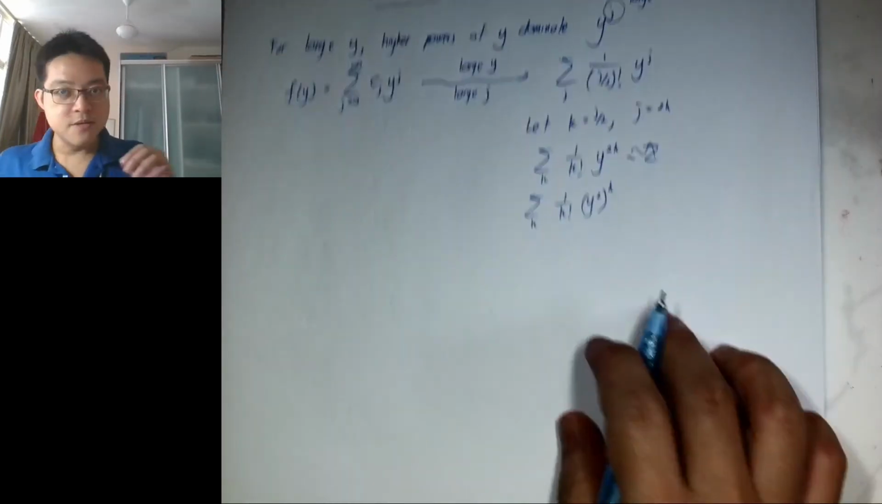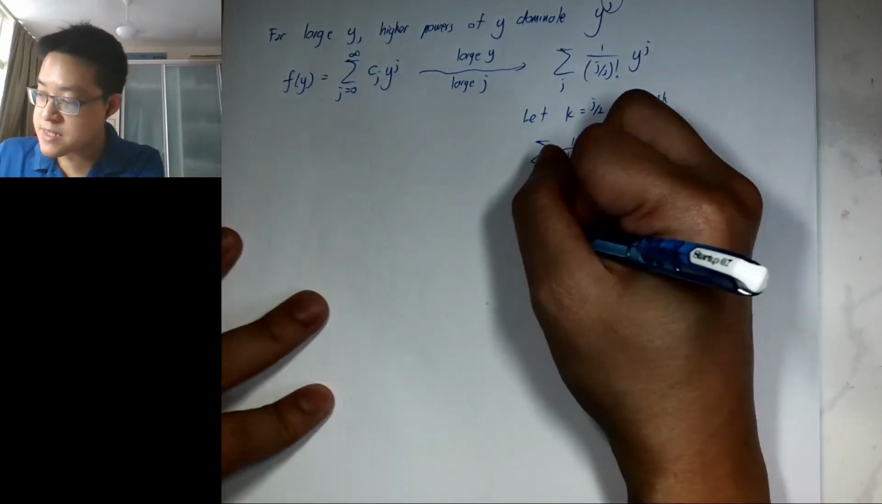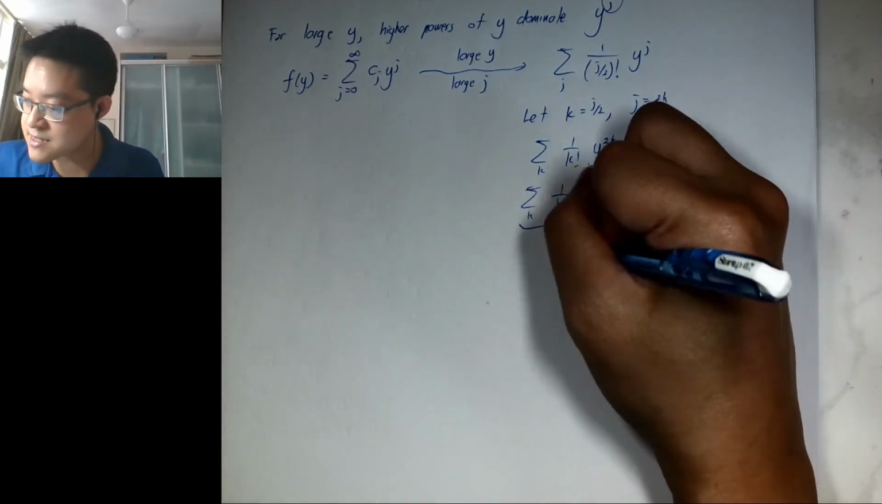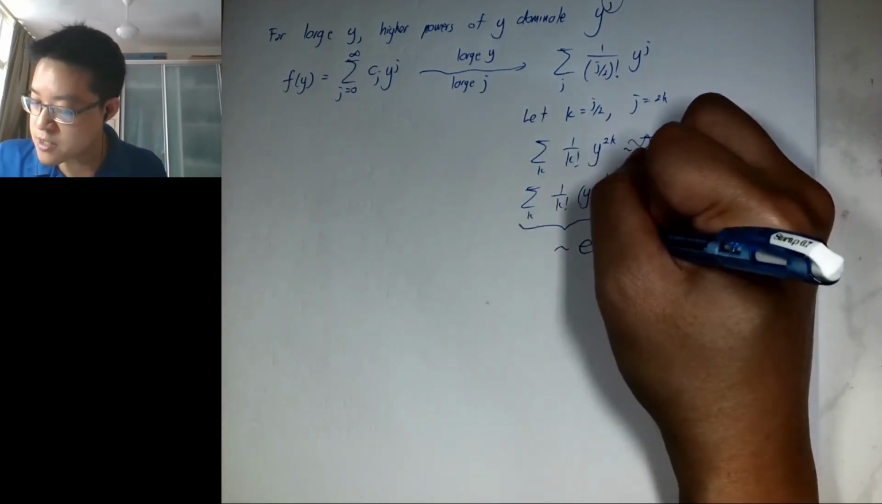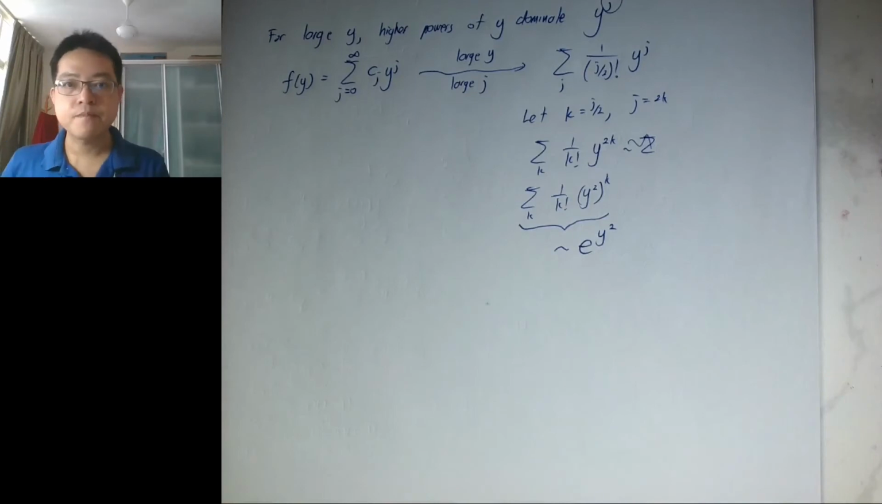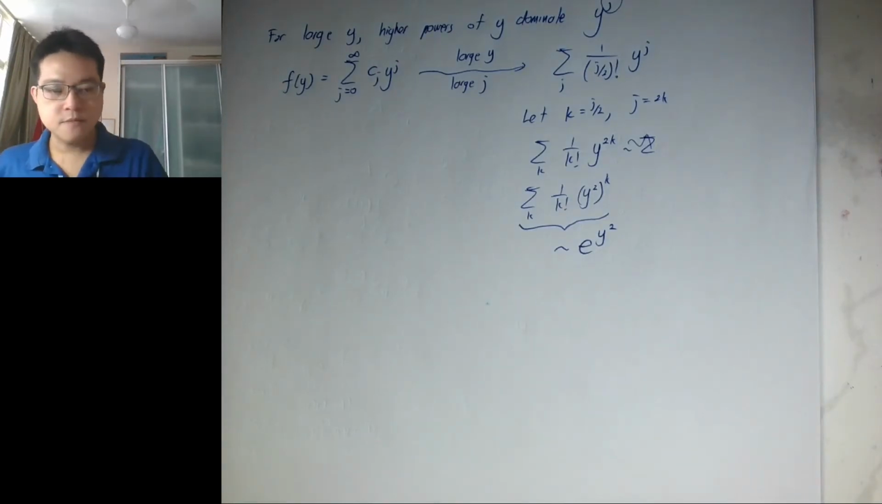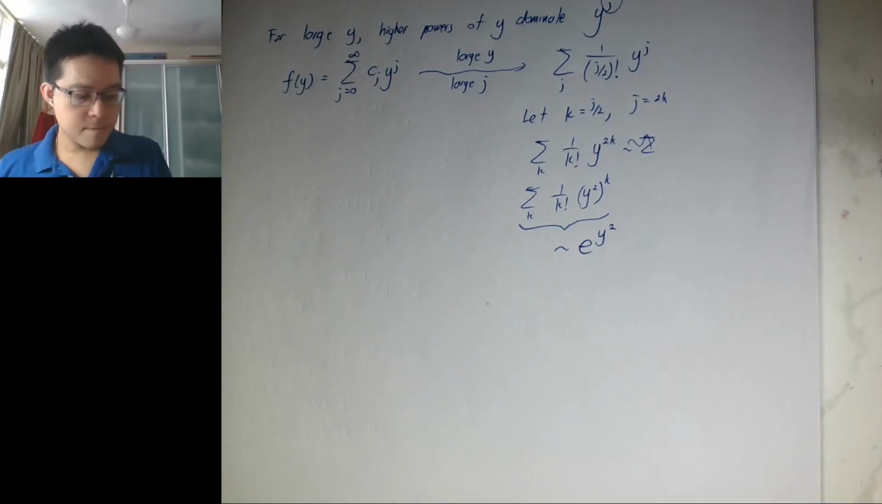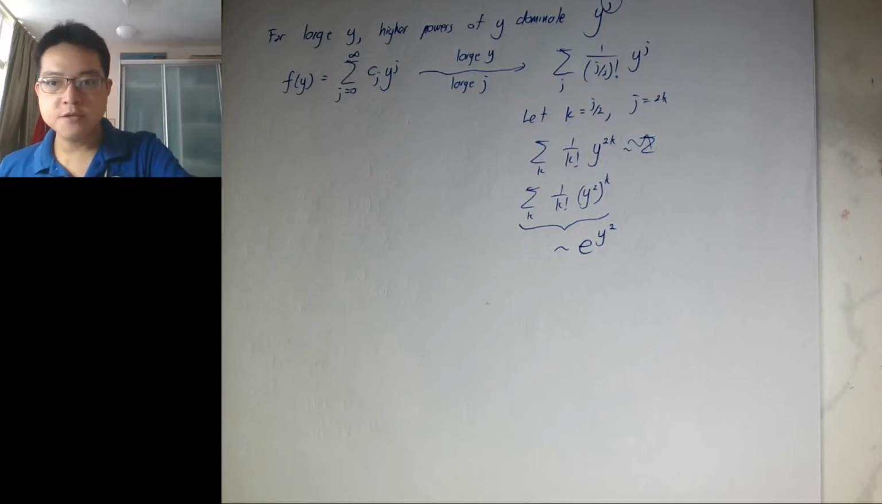Now, does anyone recognize this sum? This is actually the sum of an exponential series, right? So this is the formula for the exponential of y squared. Okay. Any questions so far?